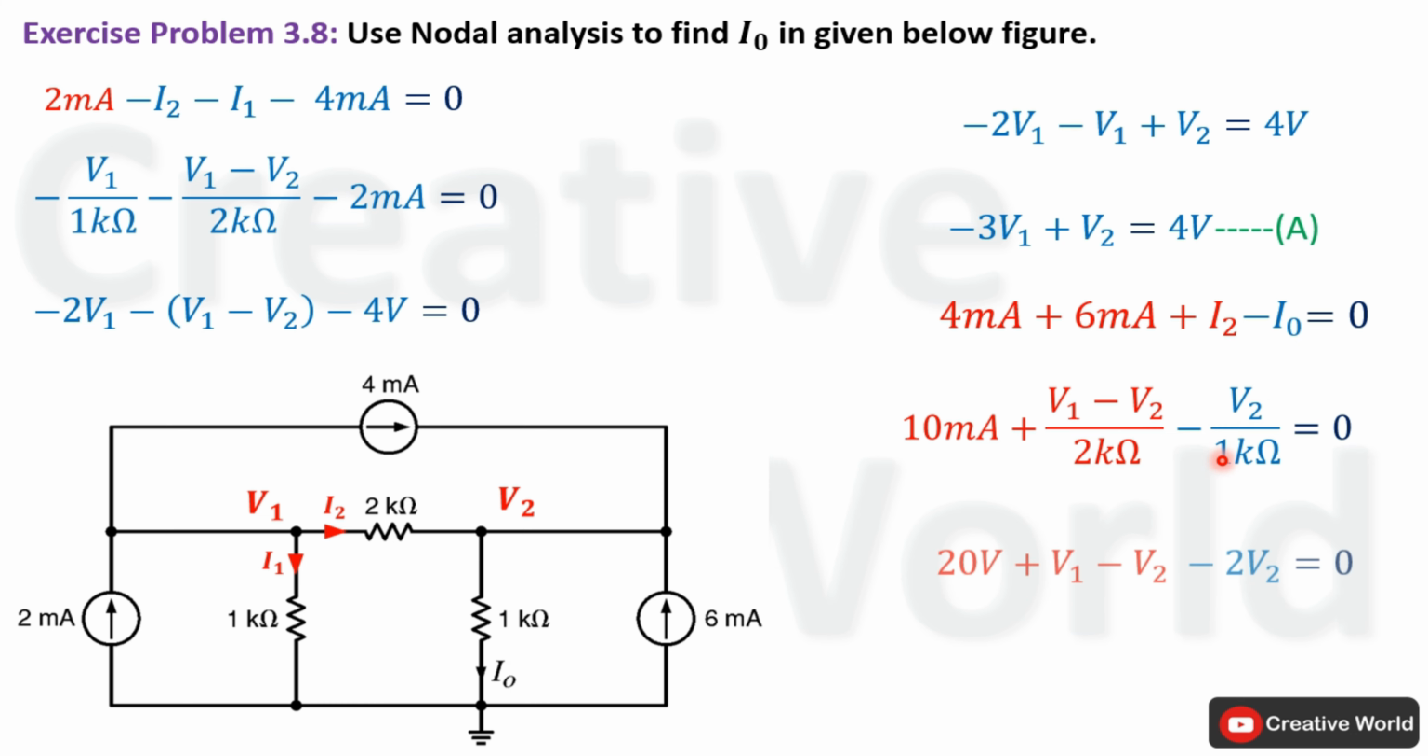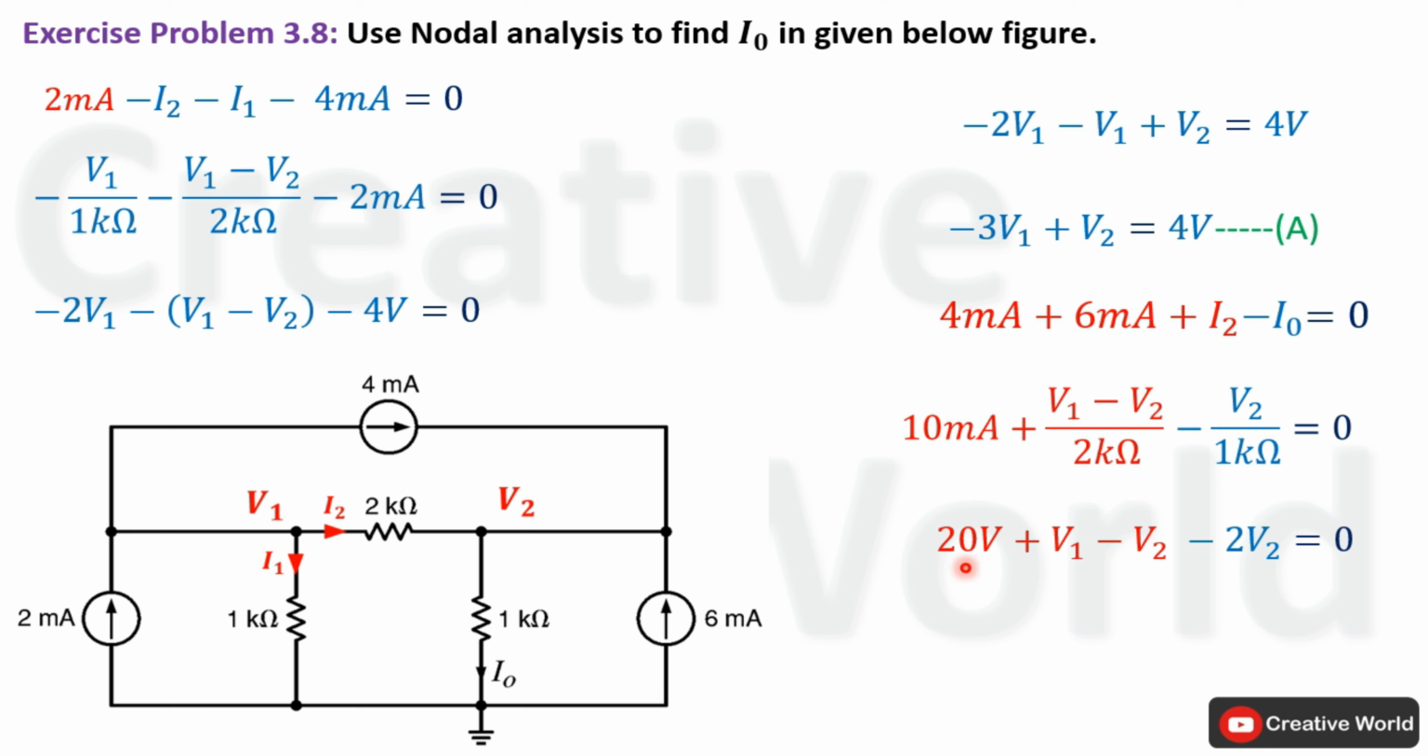Again, in order to omit all denominator values, we will multiply this equation on both sides with 2 kilo ohm. Product of 2 kilo ohm and 10 milliampere will result in 20 volt. Here 2 kilo ohm will cancel out with 2 kilo ohm in denominator. Only V1 minus V2 will be left. And here 2 kilo ohm will cancel out with 1 kilo ohm in denominator. Only 2 will be left and that 2 will multiply with V2.